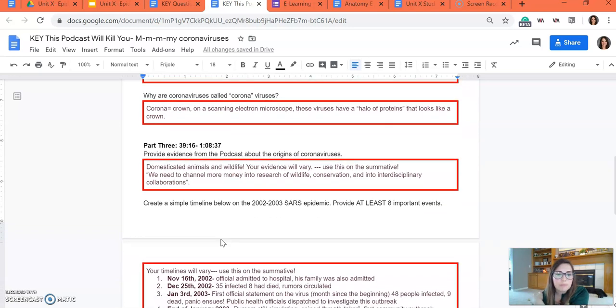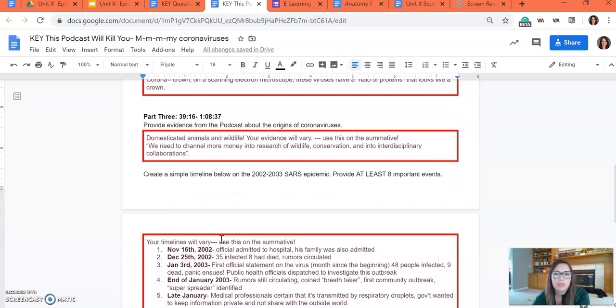And then part 3, provide evidence from the podcast about the origins of coronaviruses. Domesticated animals and wildlife are thought to be the origin of coronaviruses. Your evidence is going to vary, but make sure that you collect your evidence and use it on the summative. I do like the quote from this podcast. I copied it here. We need to channel more money into research of wildlife conservation and into interdisciplinary collaborations. Understanding more about wildlife will help us prevent more pandemics like this one.